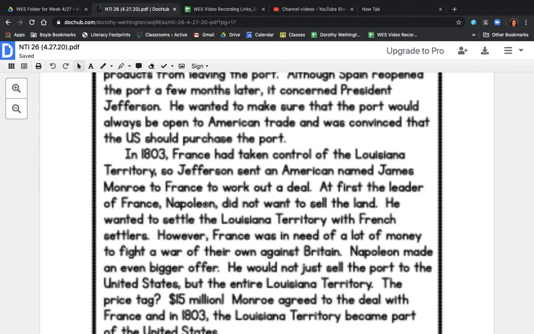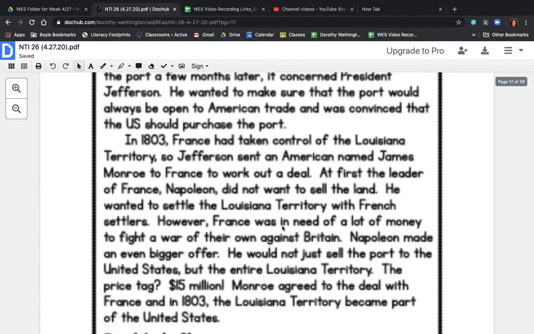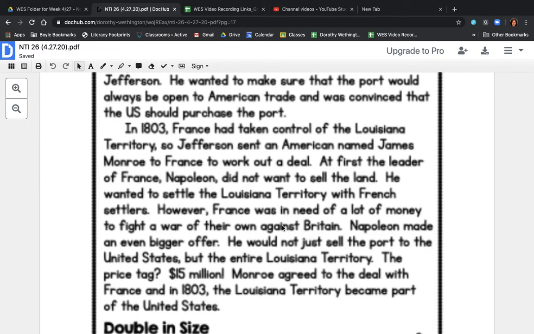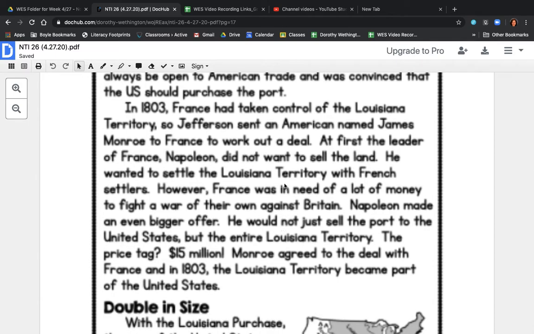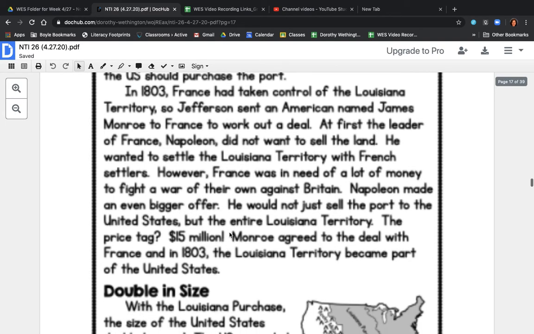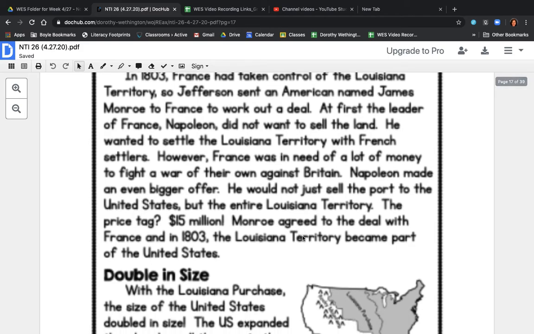At first, the leader of France, Napoleon, did not want to sell the land. He wanted to settle the Louisiana Territory with French settlers. However, France was in need of a lot of money to fight a war of their own against Britain. Napoleon made an even bigger offer. He would not just sell the port to the United States, but the entire Louisiana Territory.